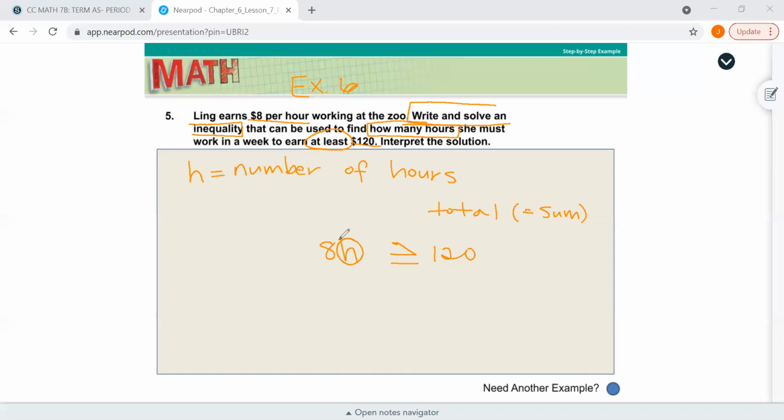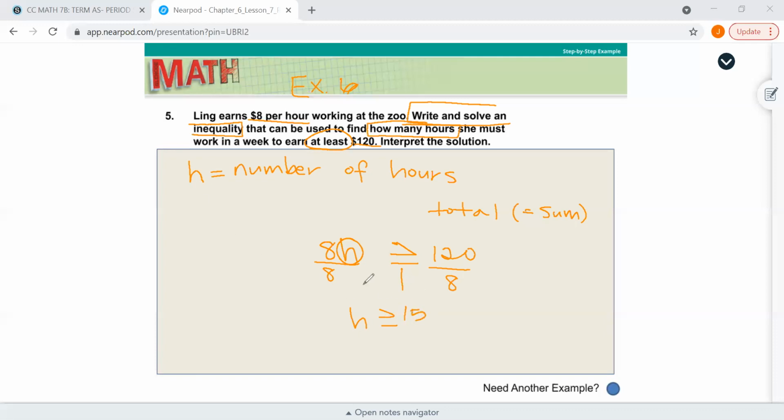And we solve for H. So we divide by 8 on each side. So H is greater than or equal to, so what is, okay, so go ahead, do the operation. What is 120 divided by 8? Gives you 15.